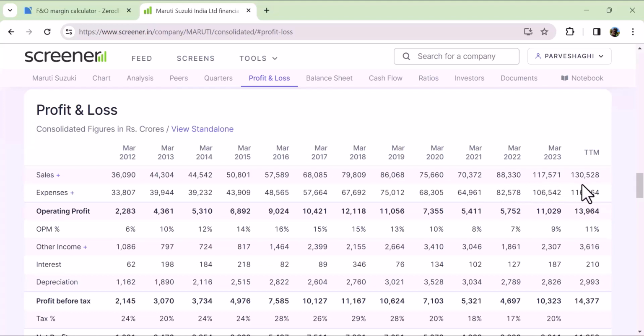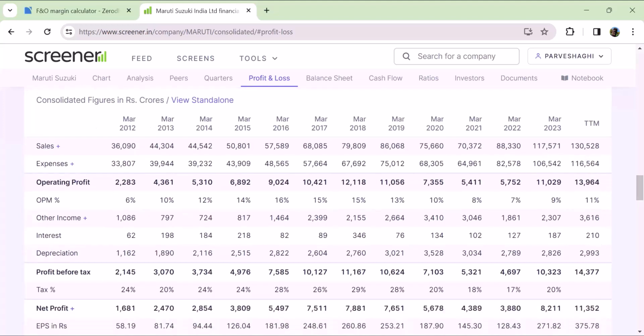So sales are moving at a blistering pace, and the profits have also zoomed past. Net profit is now touching about 11,000 crores for the last 12 months, whereas it was at close to about 3,800 crores. So in the last 3 quarters the stock has done very well, and their profits have almost tripled.